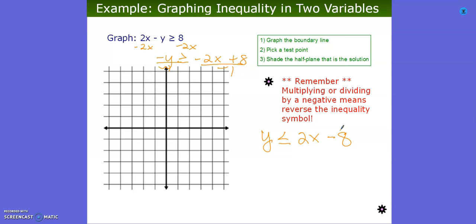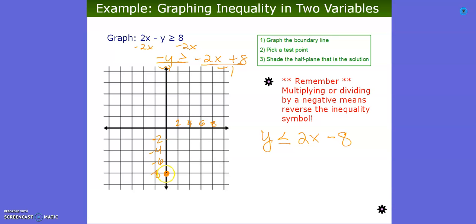My y-intercept is at -2. Now, it doesn't look like I have, I'm sorry, my y-intercept is at -8. It doesn't look like I have 8 spaces on here, so I'm going to count by 2's in both directions. So this is going to be -2, -4, -6, -8. So here's my y-intercept. I'm also going to go ahead and count by 2's on my x-axis as well.